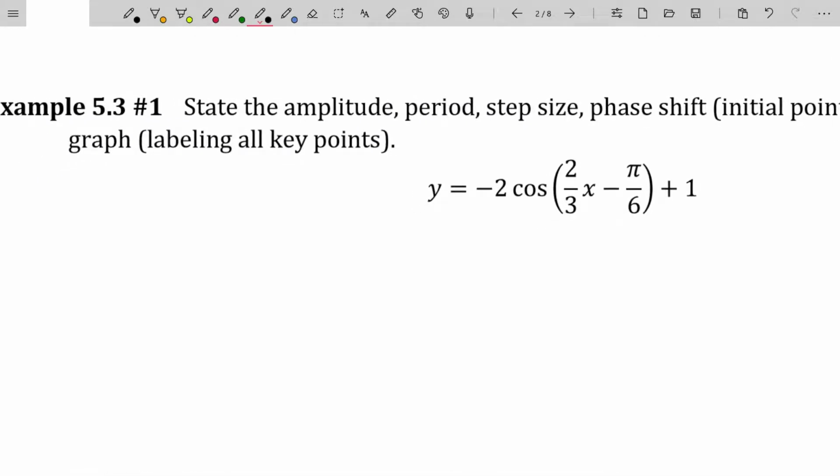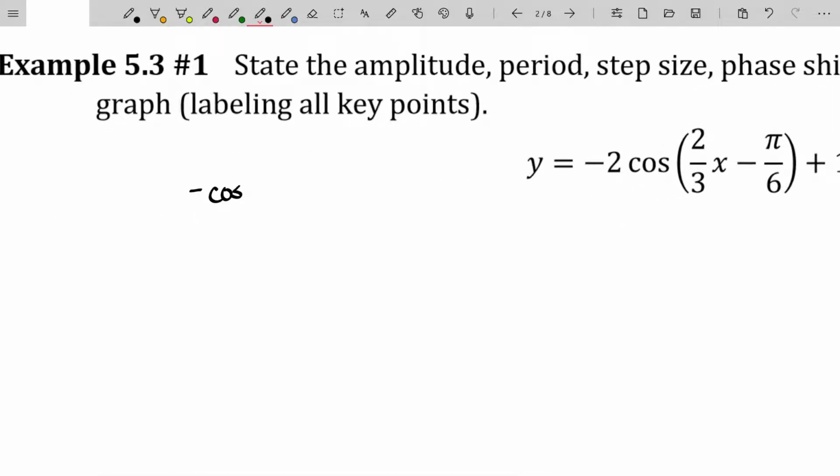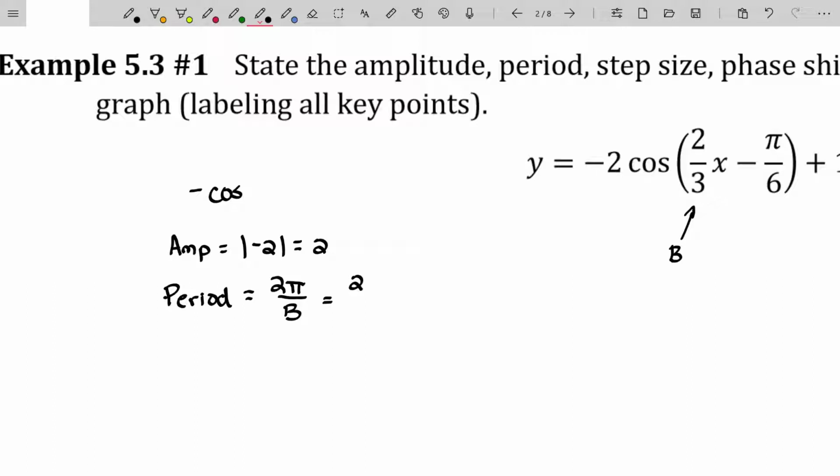Well, maybe I start with just saying it's going to be a negative cosine. It's an upside down cosine function. And then I state the amplitude. The amplitude is just the absolute value of that negative 2, which is 2. I state the period of this oscillating function, which is 2 pi over b. So b in this case is 2/3. That's b. So 2 pi divided by 2/3, or in other words, 3 pi.